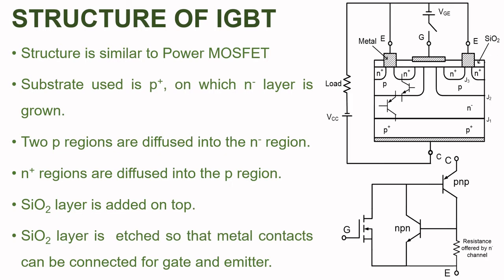The equivalent circuit of IGBT looks like this. In this circuit, we have a formation of PN type of structure as shown in the figure.